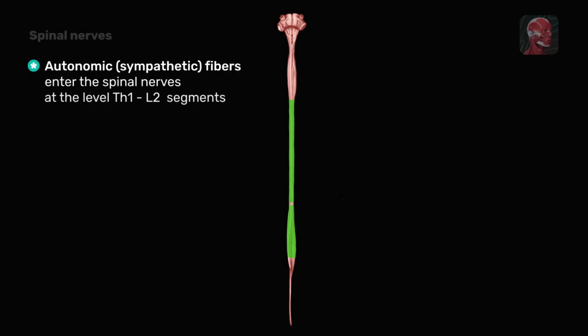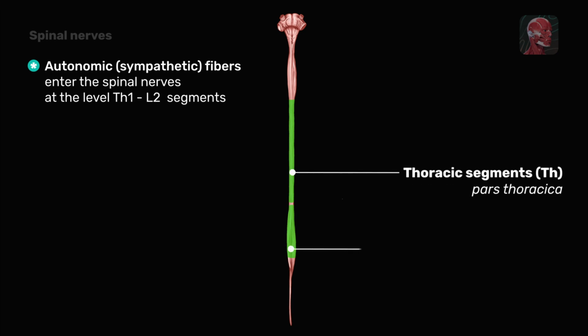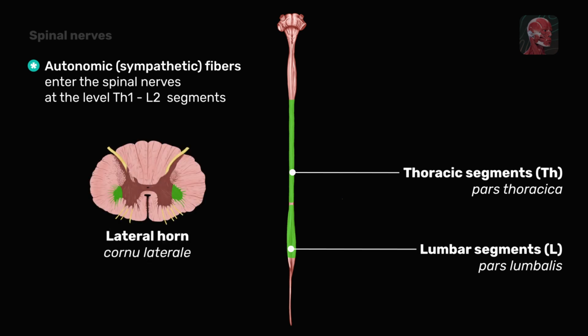The autonomic, sympathetic fibers enter into the spinal nerves at the level between the first thoracic to the second lumbar segments. The cell bodies of these sympathetic neurons are located in the lateral horns of the spinal cord, which can be found in all thoracic and the first and second lumbar segments of the spinal cord. And some sources also include the 8th cervical segment.